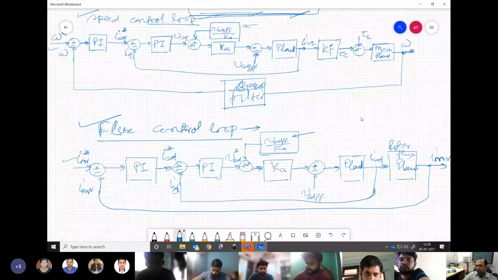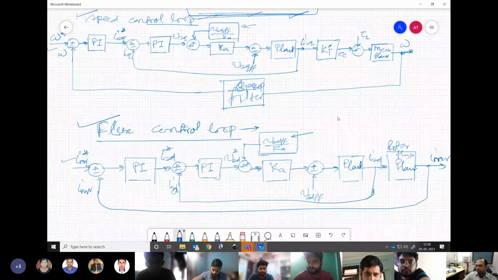Sir, means for the period we are controlling ISQ, IMR will be almost constant because we are not varying it with that frequency as the ISQ. What do you mean by varying ISQ? No, sir, means the bandwidth of ISQ is bigger than the bandwidth of IMR. No, who said this?